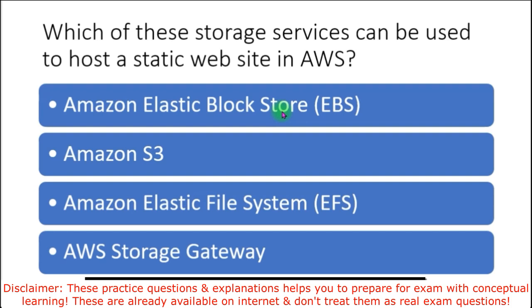Next is Amazon S3. It's the storage service which can have any kind of data. For a static website, we can have images, we can have text. So multiple different types of objects we can have in a static website. So this website can be hosted in Amazon S3. So for this question, our answer will be Amazon S3.